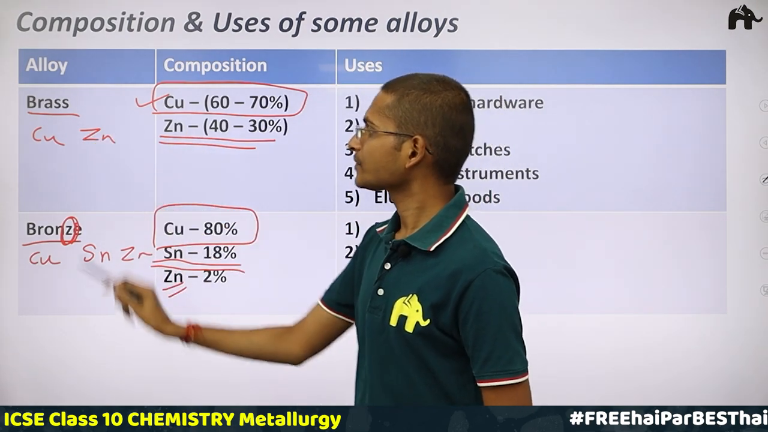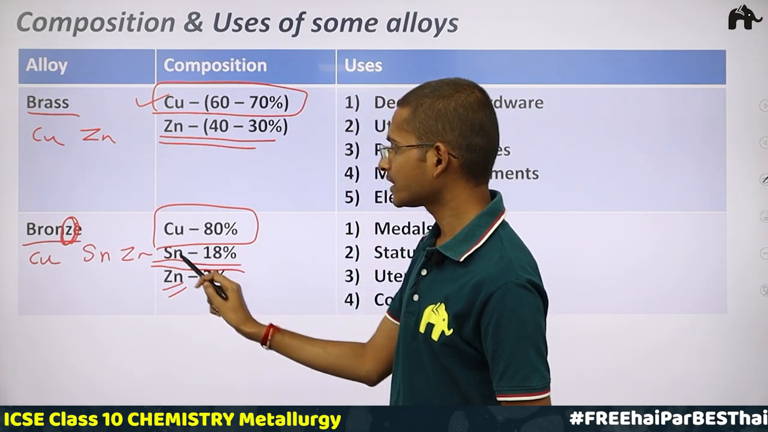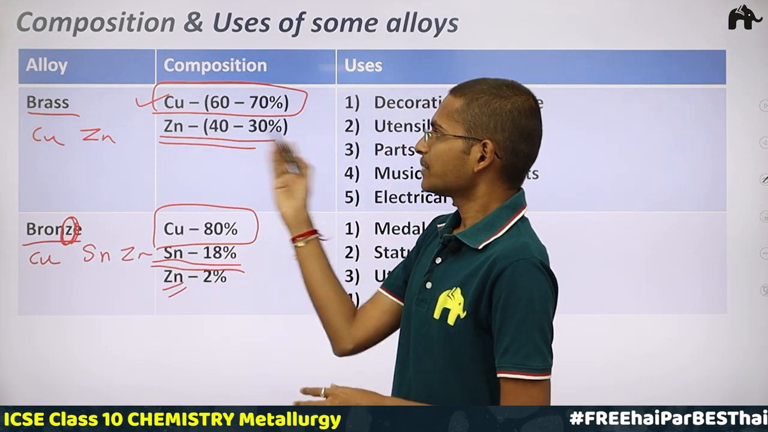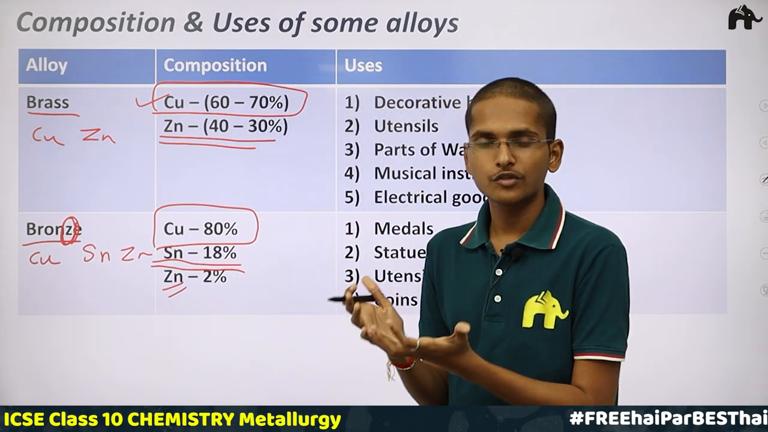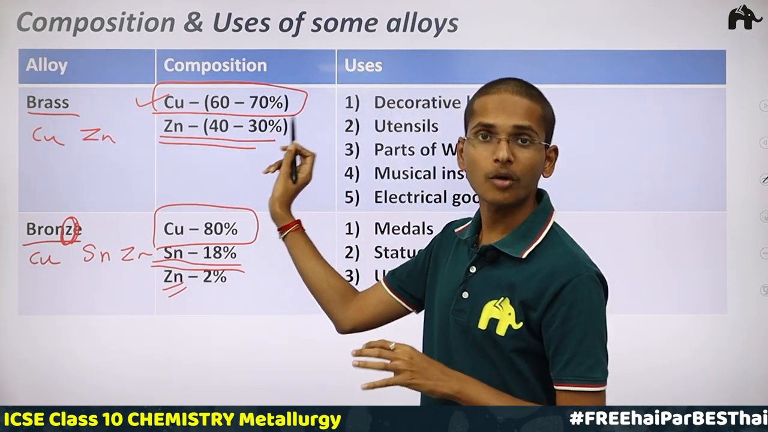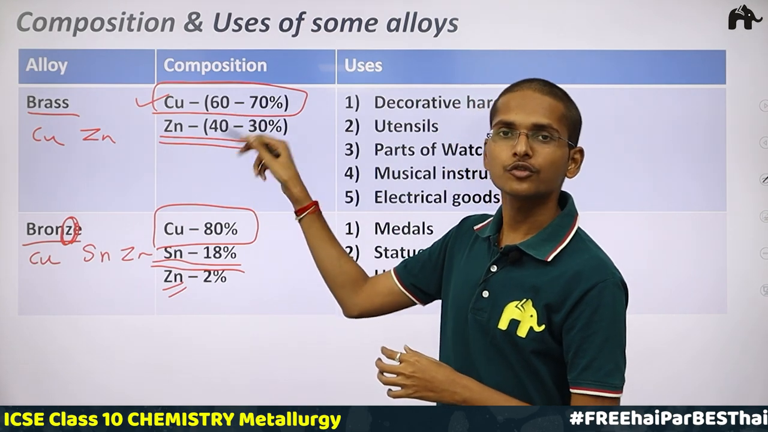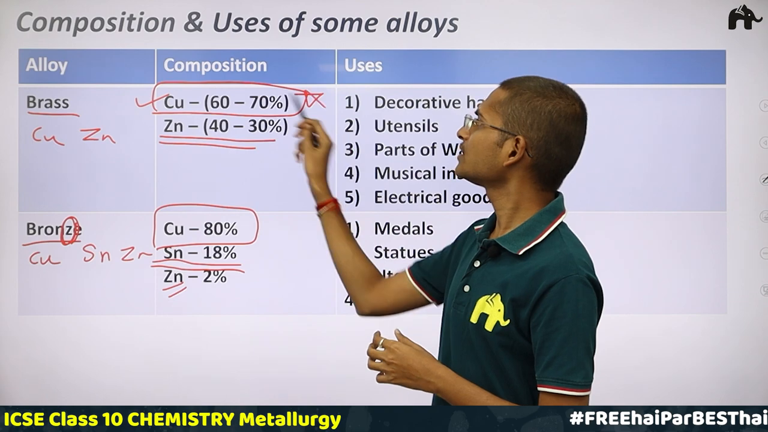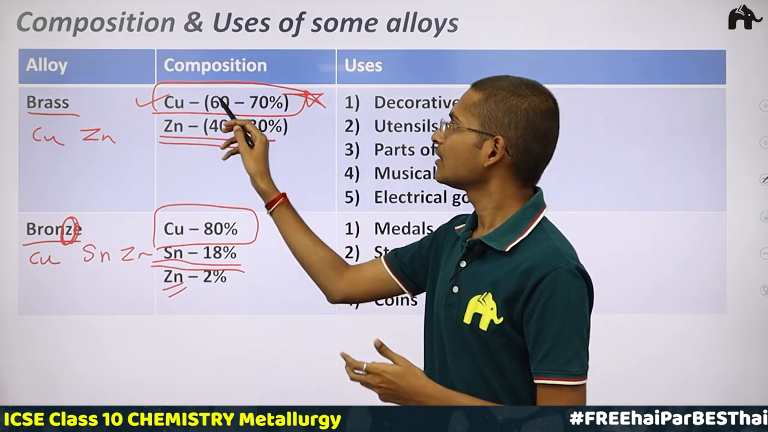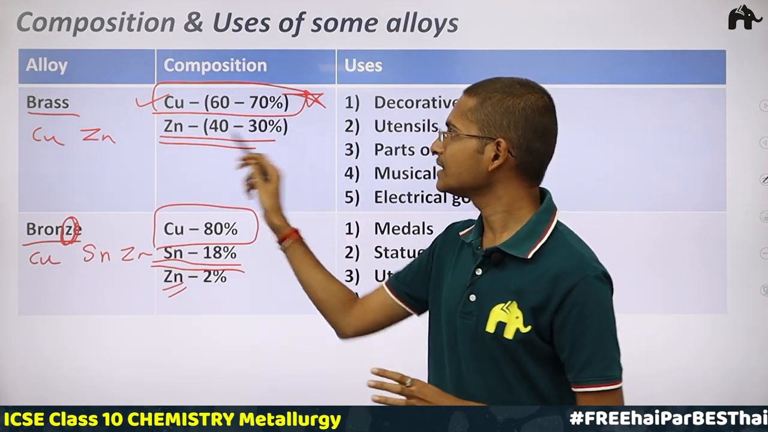For brass, copper and zinc. For bronze, copper, tin and zinc. Clear? Percentage: again, copper is the principal metal. So in your brain, the higher percentage would be for copper. So 60 to 70% is for copper. Now it would be easier for you to figure out the percentage for zinc. Since it is 60 to 70%, if you remember this only, you would figure out that 40 to 30% would be zinc.